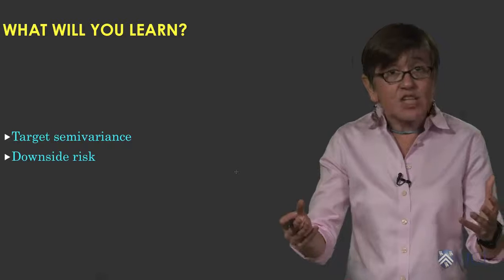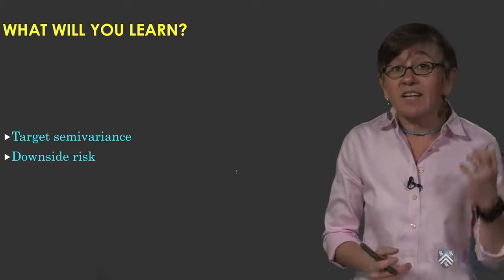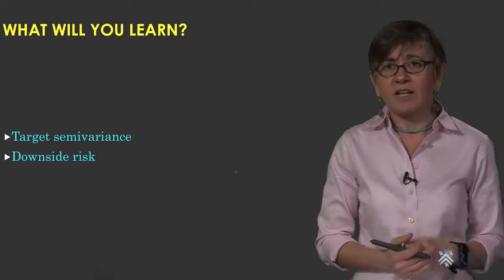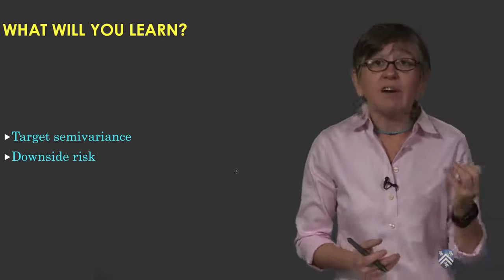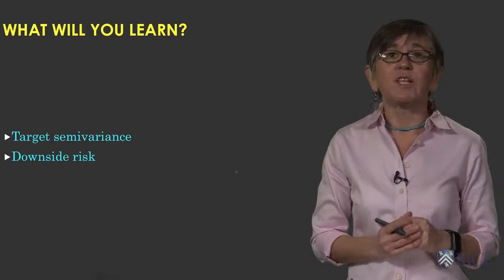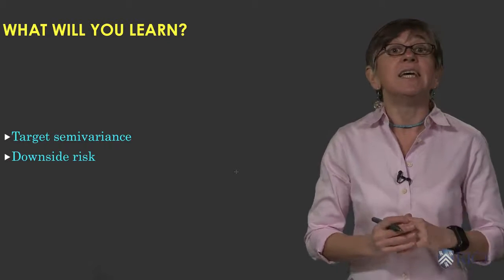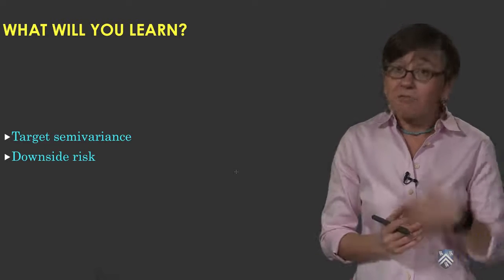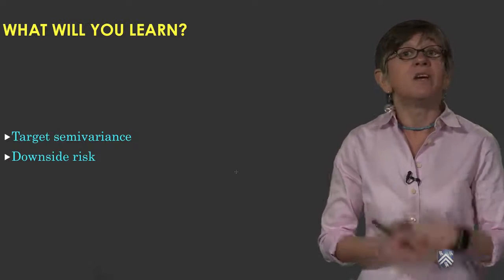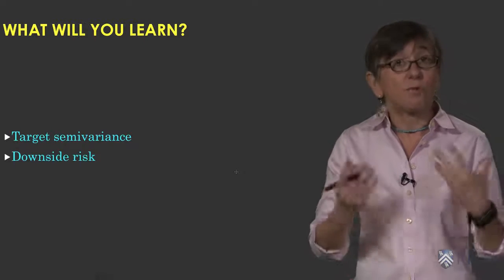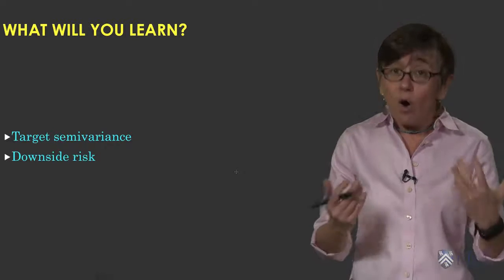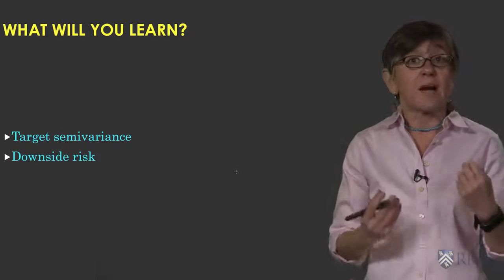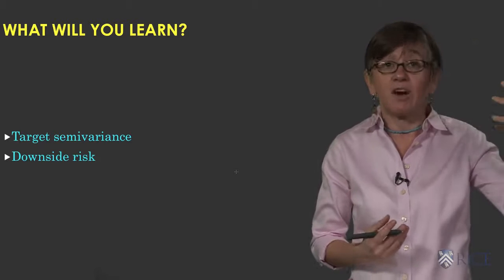So in this lecture, you're going to learn about the concept of semi-variance and measures of downside risk. These concepts are particularly useful if the return distribution is asymmetric. And this can happen with certain asset classes or portfolio strategies with, for example, option-like features. Or if the investor, for example, has a particular return target.